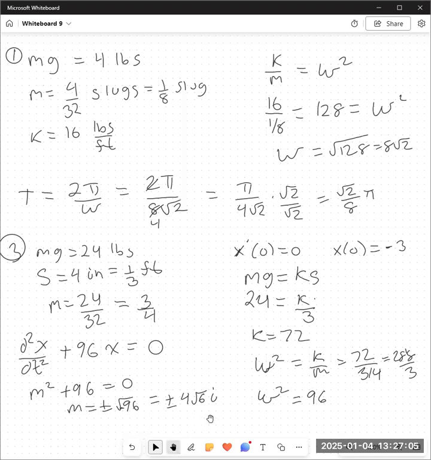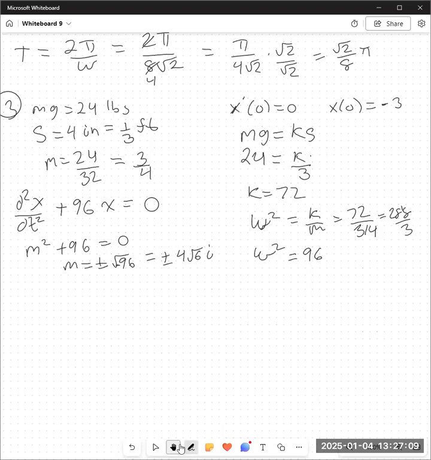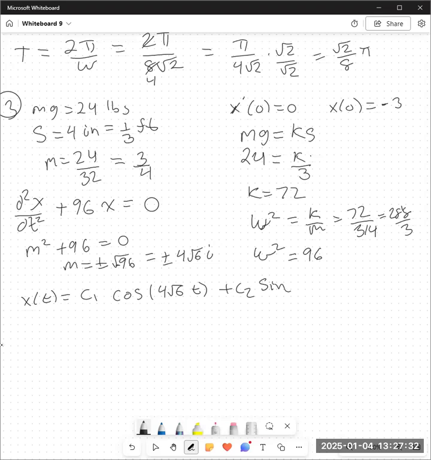So my equation of motion is going to be in the form of x of t is equal to c1 cosine of 4√6 t plus c2 sine of 4√6 t. This is omega. Just so you know, you can go straight to this form once you know what omega is. You don't have to go through this form with the m substitution every time.